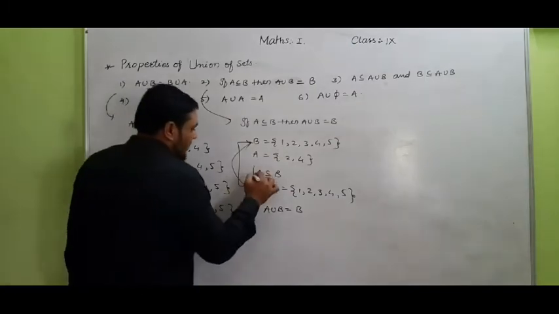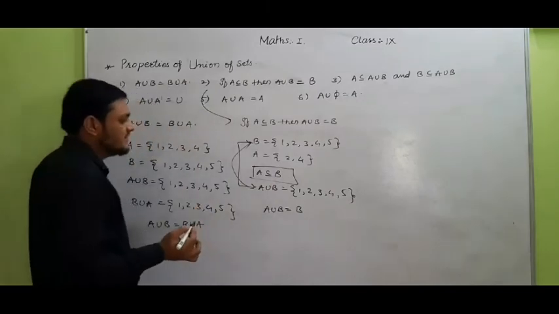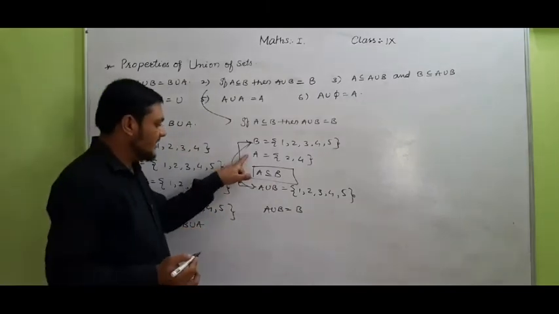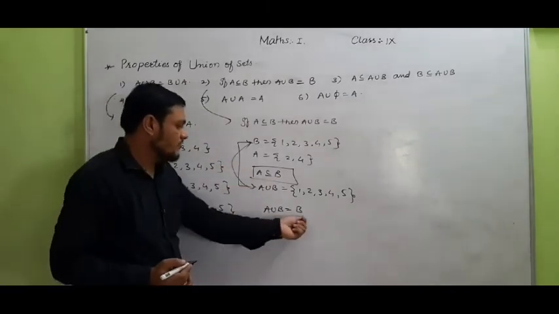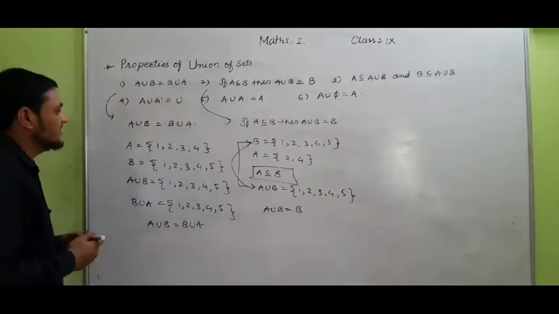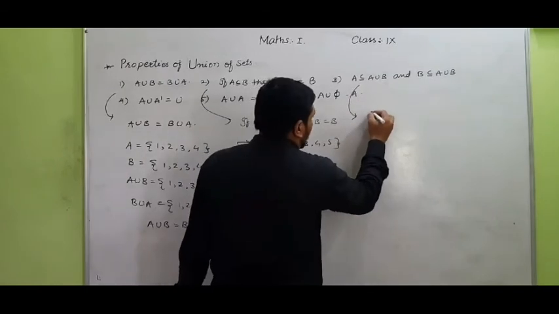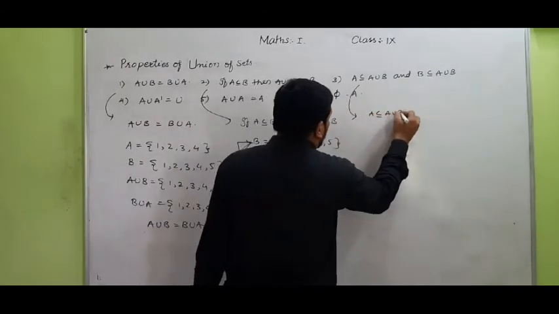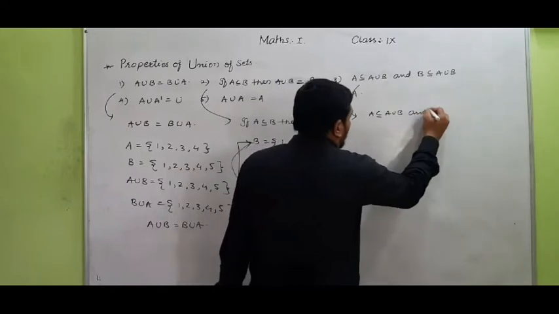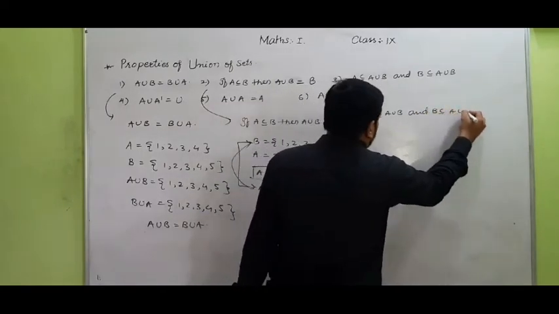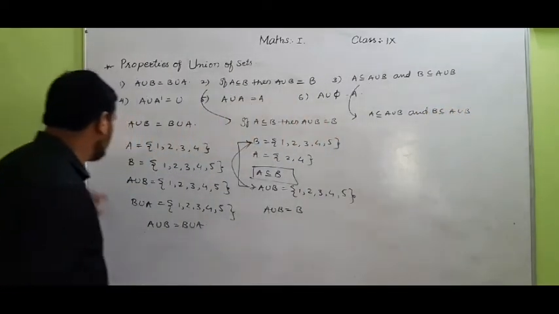But why? Because A is the subset of B, that is why we can write A union B is equal to B. So this is the second property. So student, now this third property is A is the subset of A union B and B is the subset of A union B. So this we can study from this example.